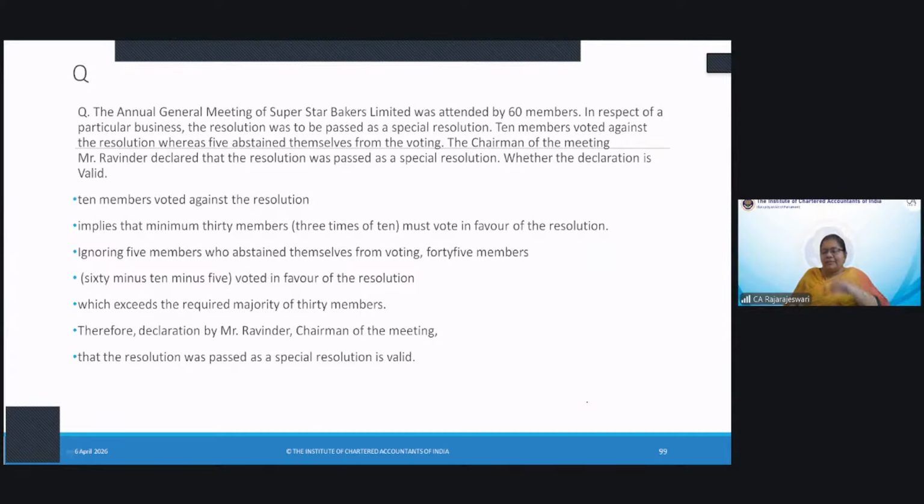Now, this is a question which is there in your material also. Go through this question. The annual general meeting of Superstar Bakers Limited was attended by 60 members. In respect of a particular business, the resolution was to be passed as a special resolution. So, how does the story go?